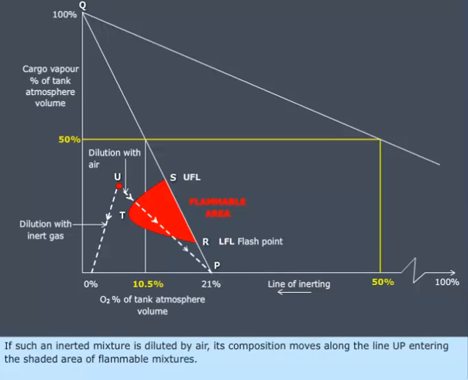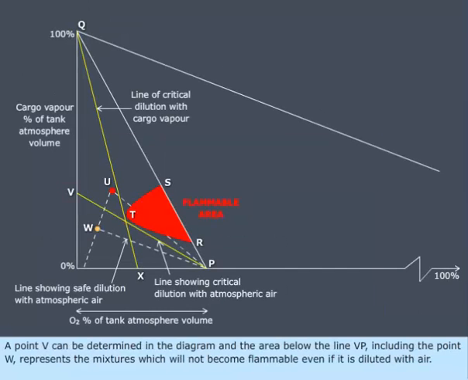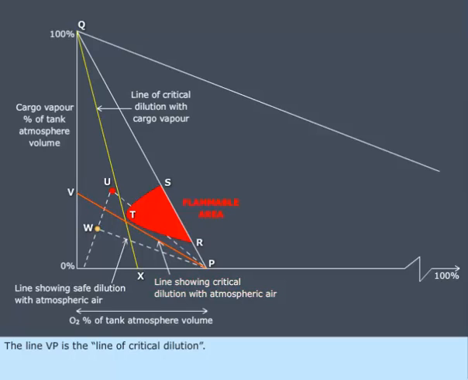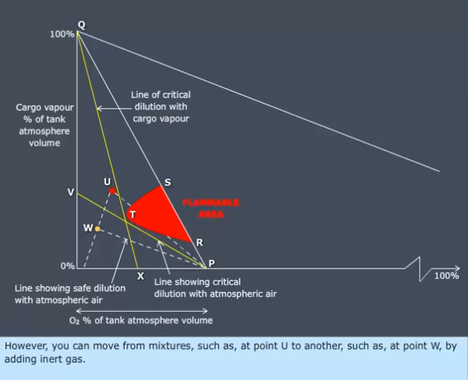If such an inerted mixture is diluted by air, its composition moves along the line UP, entering the shaded area of flammable mixtures. A point V can be determined in the diagram, and the area below the line VP, including the point W, represents the mixtures which will not become flammable even if it is diluted with air. The line VP is the line of critical dilution. However, you can move from mixtures, such as at point U, to another, such as at point W, by adding inert gas.